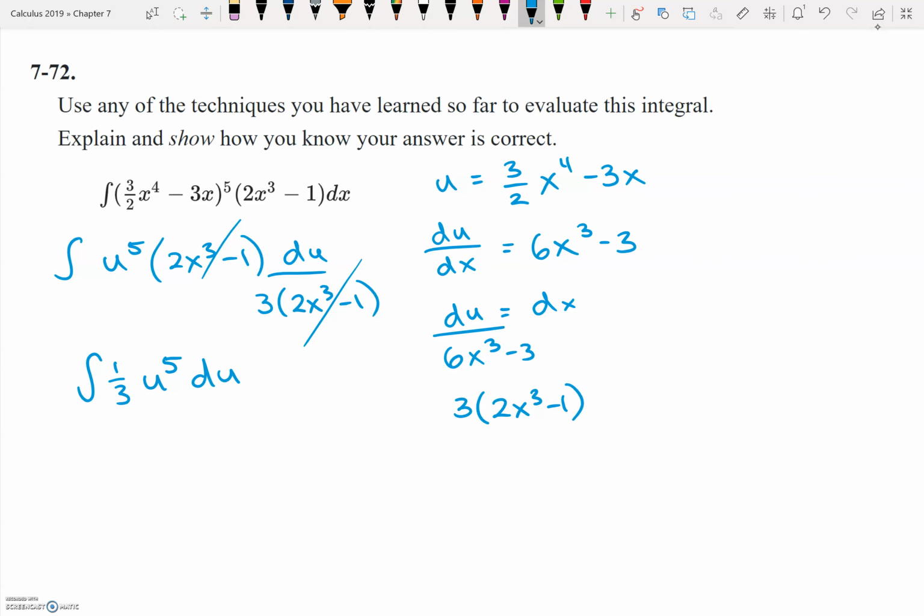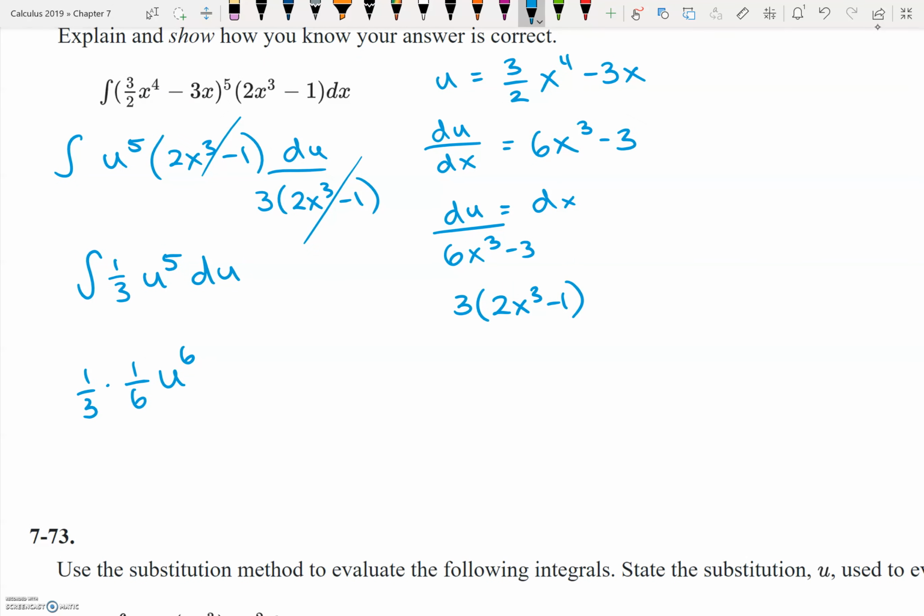The antiderivative of u to the fifth is u to the sixth. And then we need to multiply this by a sixth, which is also being multiplied by a third, which gives us 1/18. U is now going to be replaced with our original function, 3/2 x to the fourth minus 3x, to the sixth plus c.